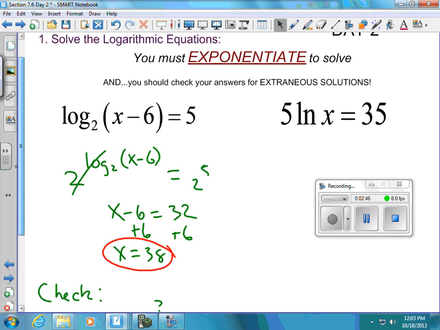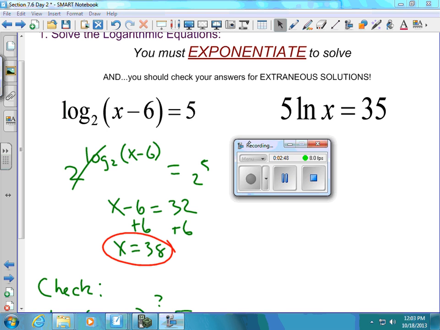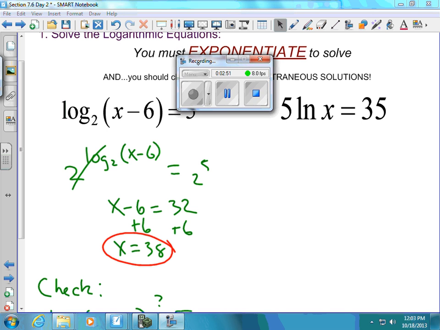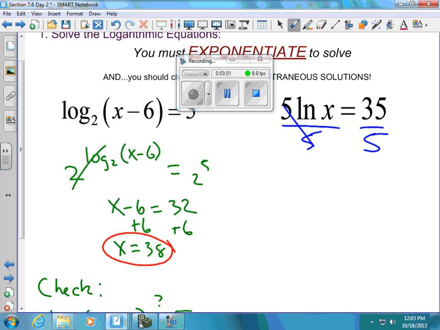Okay, let's try another one. 5 natural log of x equals 35. I can't exponentiate yet. I have to get the natural log part by itself. That means this 5 is multiplying by the natural log of x. I am going to divide both sides by 5, excuse me. And I'm going to get 35 divided by 5, which is 7. Now what base cancels out the natural log? That's e. And take e as a base on both sides. x equals e to the 7th, which we put in our calculator.